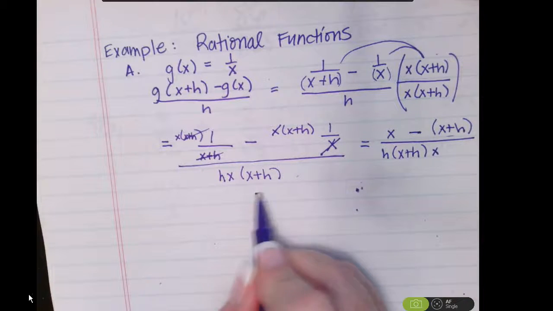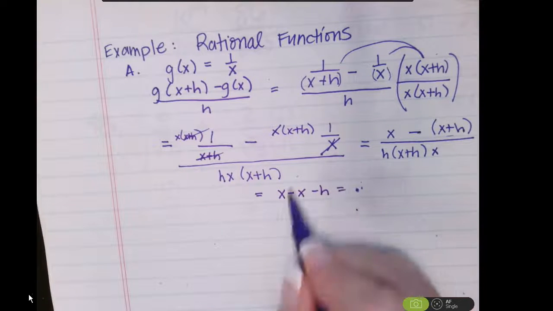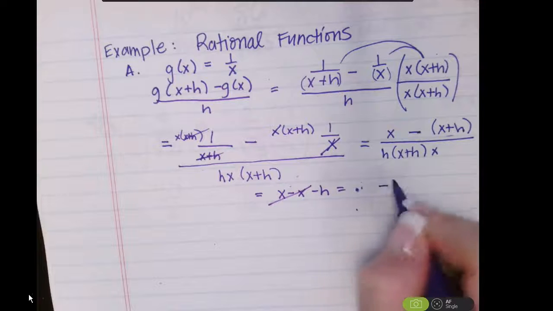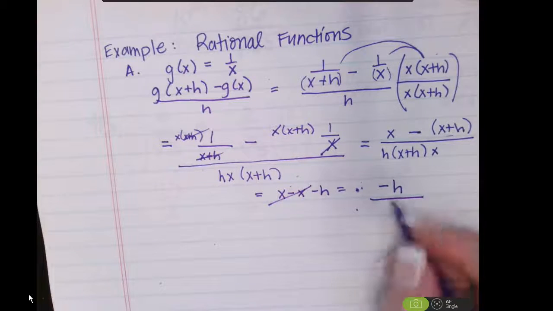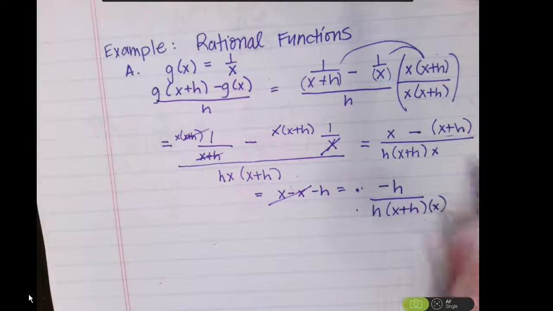So x minus x is 0. I get negative h on the top over h, x plus h, x. Cancel, cancel.